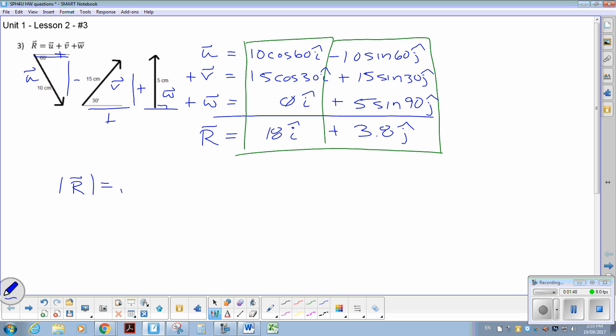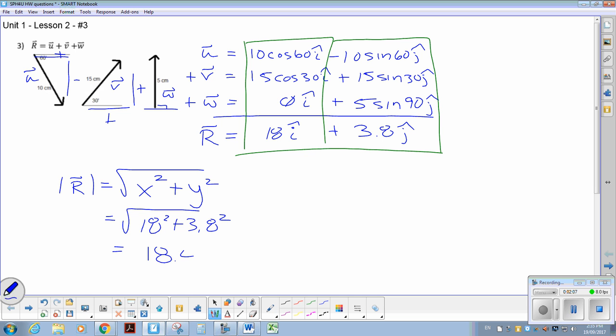Finishing this off, we find our magnitude, x component squared plus y component squared. So we end up with 18 squared plus 3.8 squared. And when we plug that into the calculator, we get a grand total of 18.4 units. Oh, I guess it's centimeters. Centimeters. Our angle, make sure you always do y component over the x component.